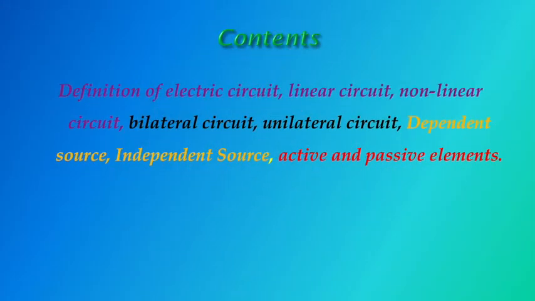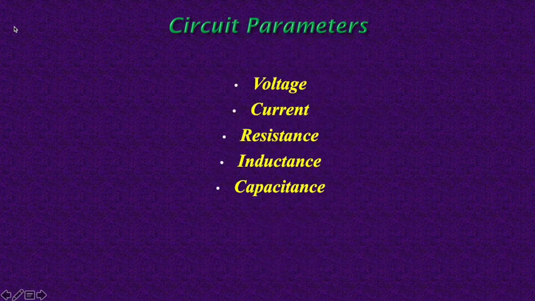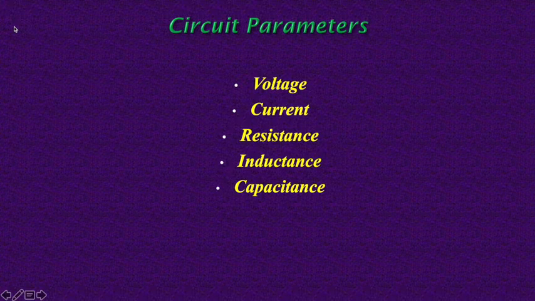The lecture will cover electric circuit, linear and nonlinear circuit, bilateral and unilateral circuit, dependent and independent source, active and passive elements. Circuit parameters. The basic primary electrical circuit parameters are resistance, inductance, capacitance, current and voltage. The other parameters are work, power, energy and torque.